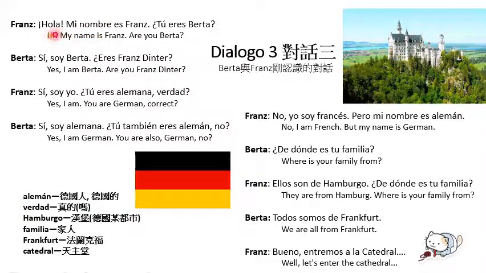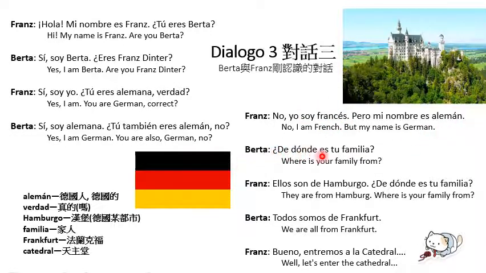Hola, mi nombre es Franz. Tú eres Berta? Right, remember, nombre is name. Sí, soy Berta. ¿Eres Franz Dinter? Yes, I am Berta. Are you Franz Dinter? Sí, soy yo. Yeah, it's me. Tú eres alemana, ¿verdad? Right, you are German, correct? Sí, soy alemana. Tú también eres alemán, ¿no? No, yo soy francés. Right, no, I am French. Pero mi nombre es alemán. Right, but my name is German. Right, so he's a French guy with a German name.